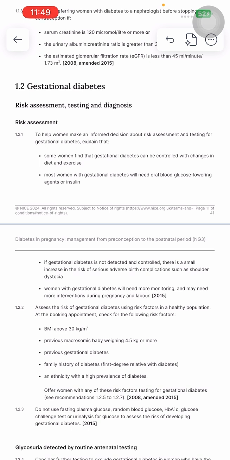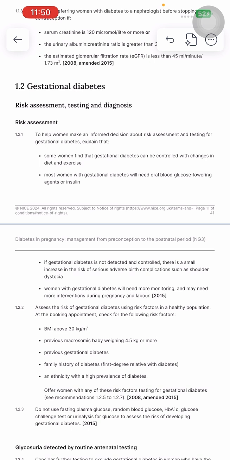every Asian woman must have an OGTT at booking, because the incidence of diabetes is increasing a lot in Pakistan. The ratio has increased a lot, so because of this they recommend that in every Asian woman you have to do an OGTT at booking.